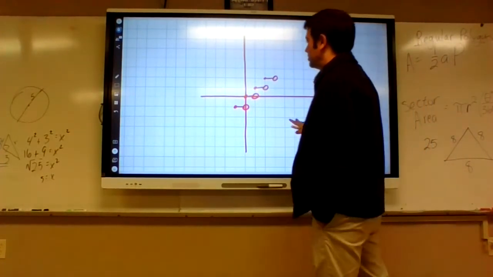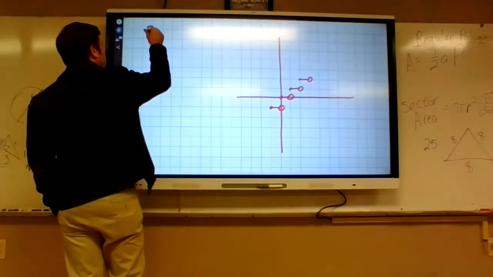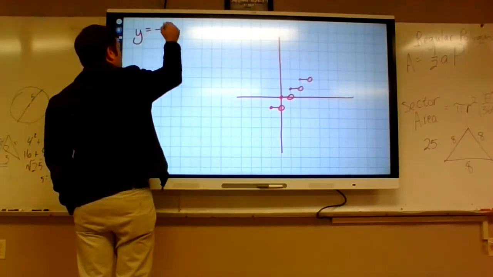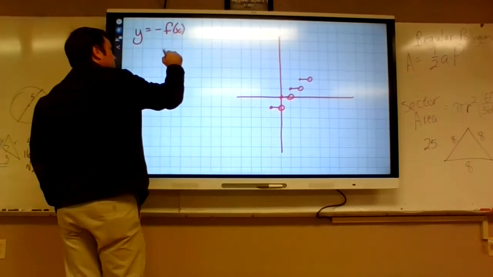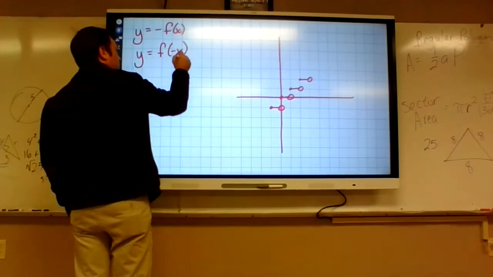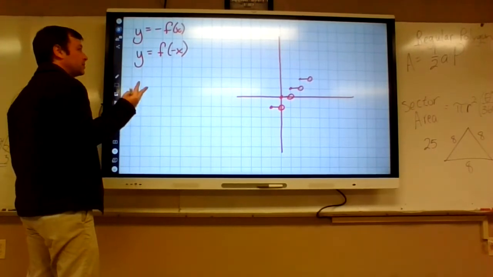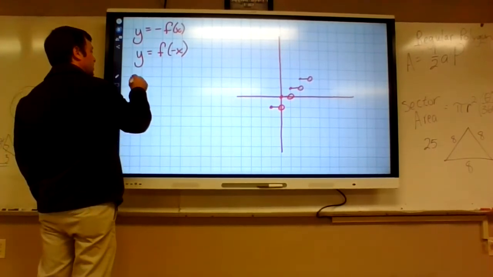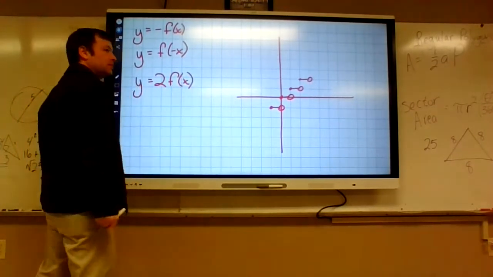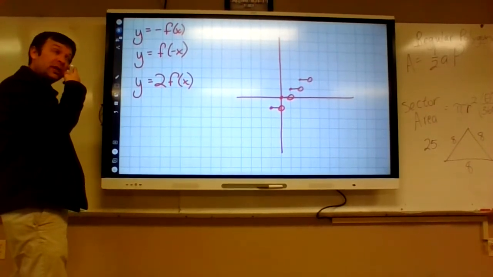Okay, let's go through it. What should we start with? If you make the whole function negative, what does that do? Makes it go down. Upside down. If you put the negative on the x, what does that do? Turns it left or right, right? Yes, horizontal. If you put 2 times the function, what does that do? It goes up twice as fast, or down twice as fast.